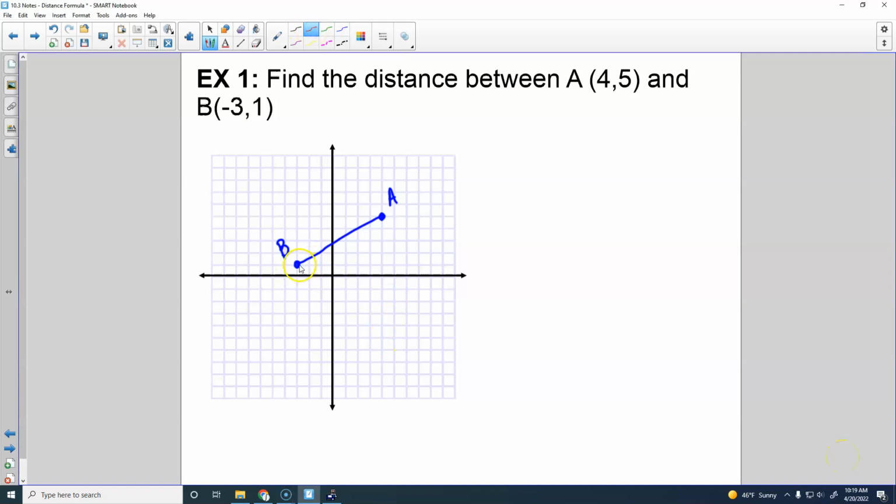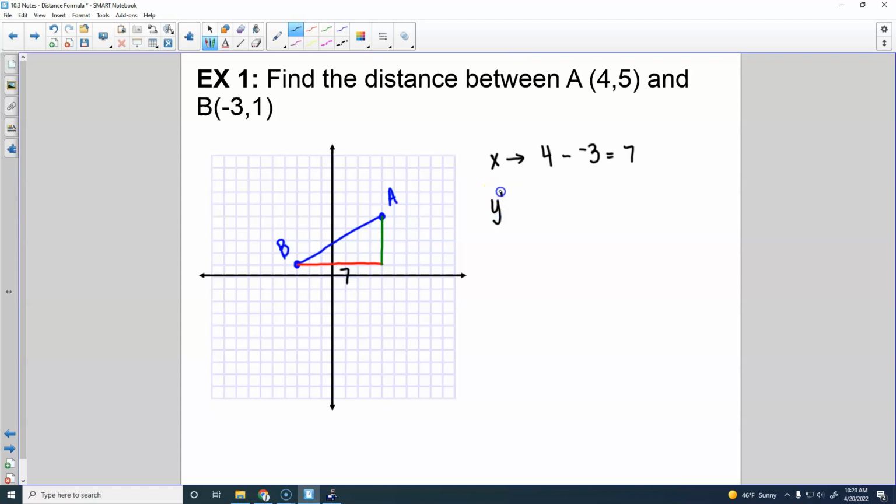So we need to make a triangle here. And so, like we did on the warm-up, if I didn't have this graph, if I could not count my x's, I could do 4 minus negative 3, right? We're subtracting them to find the difference. 4 minus negative 3 would become 4 plus 3, which would give us 7. And if you count this side, 1, 2, 3, 4, 5, 6, 7. That's correct.